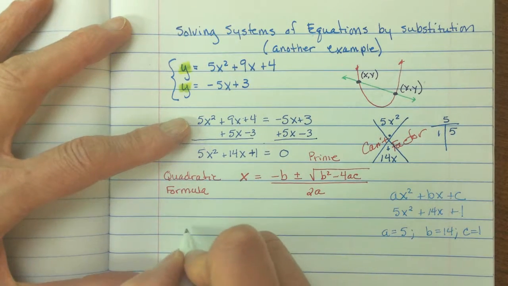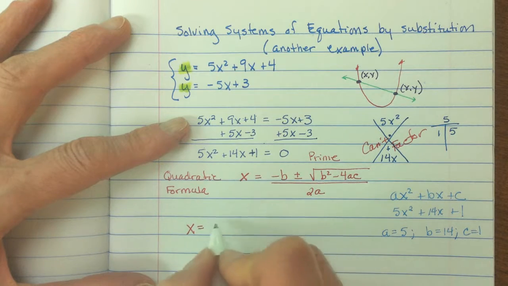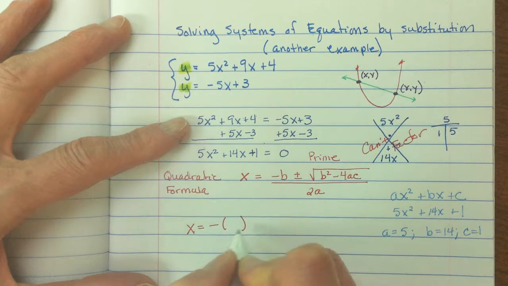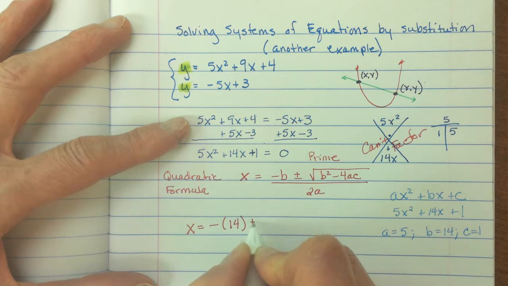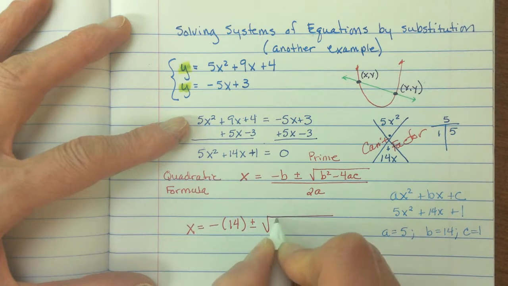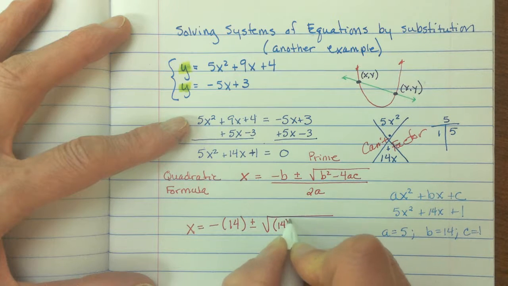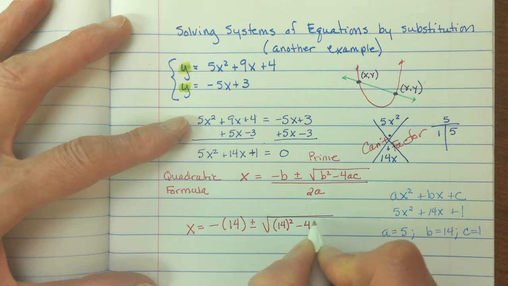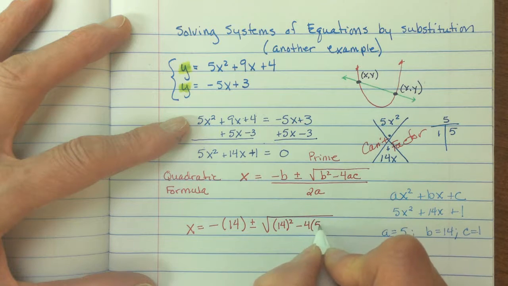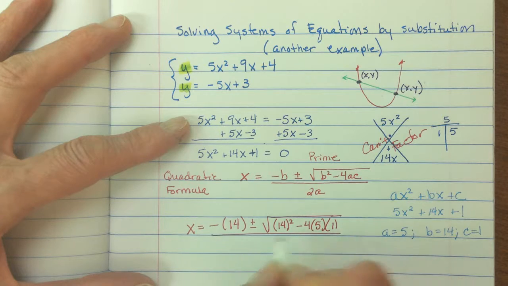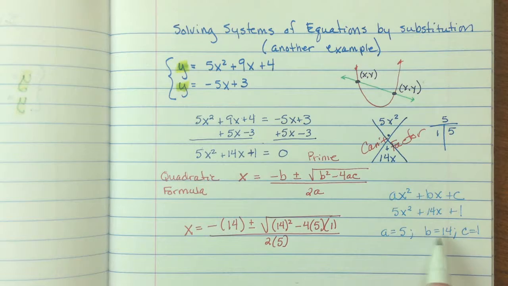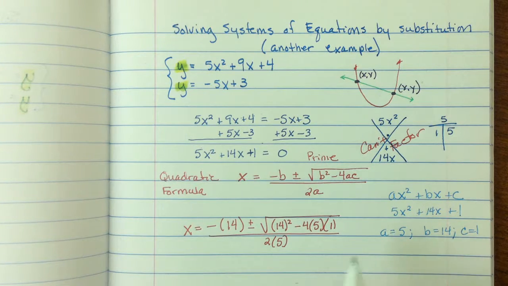So make sure you write down x equals. I'm going to have negative b, and I'm going to put b in parentheses. b is 14, plus or minus the square root of b squared minus 4 times a, which is 5, times c, which is 1. And that's all divided by 2 times a, which is 5. Take the time to write this out like this. It will save you hours of headache.